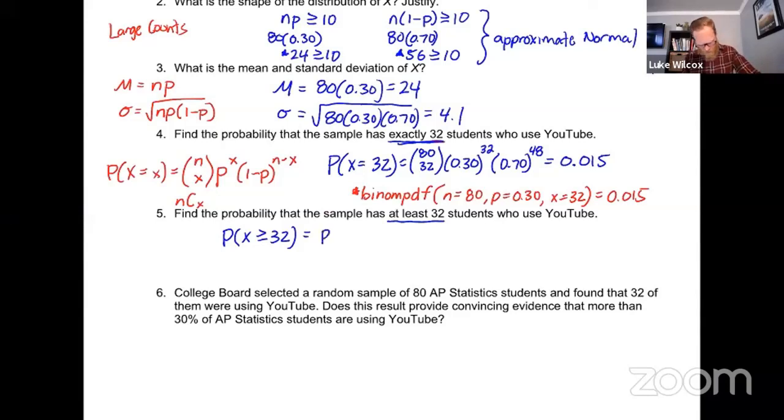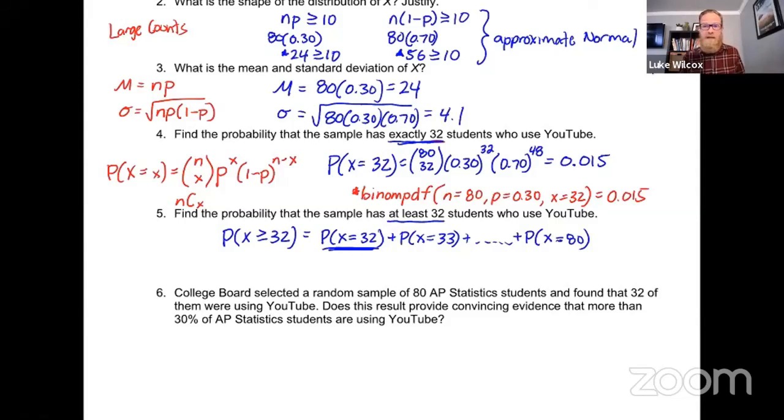So I'm going to write that out here by saying that this is just the probability that X equals 32 plus the probability that X equals 33 plus 34, 35, 36, 37, all the way up to the highest possible value that X could be, was that all 80 students were YouTubers. So the final term here would be the probability that X is equal to 80. Now we could go through and calculate each one of these probabilities. In fact, we've already done this one above, right? We know the probability of exactly 32, but then we would also need 33 and 34 and 35. And you can quickly realize that we are not going to do this by hand.